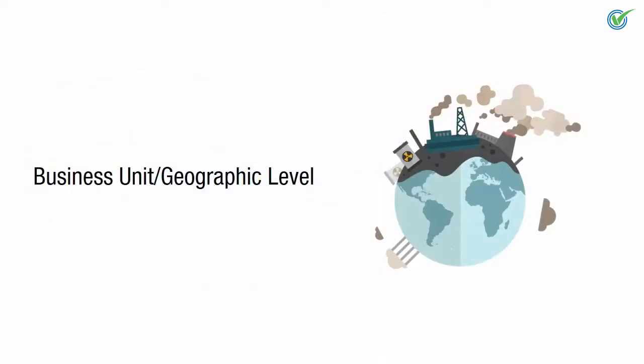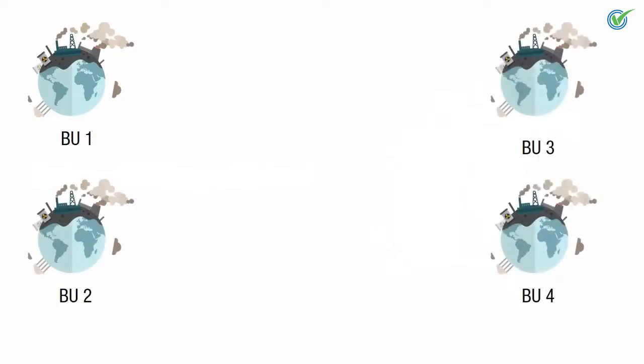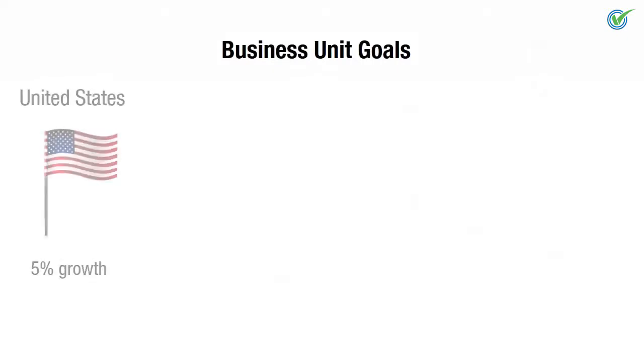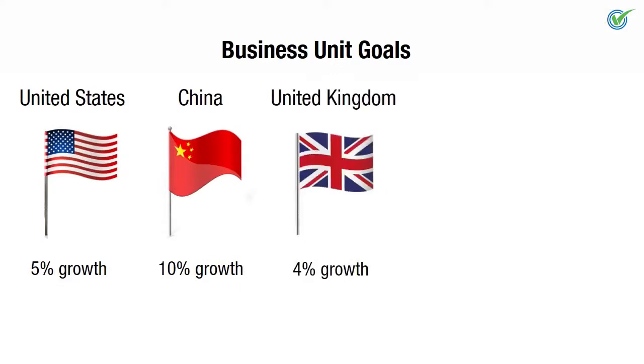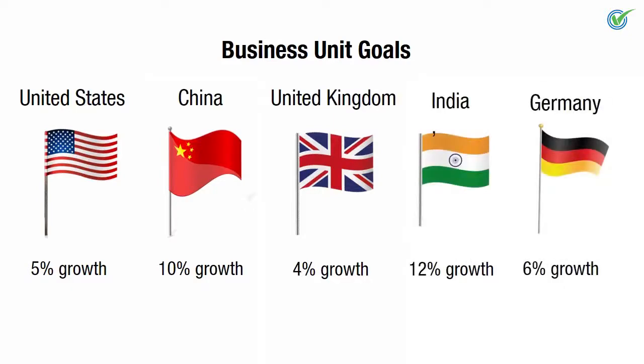Business unit geographic level. The automobile company has been organized into multiple business units based on geographies where it conducts business. Each business unit has business unit goals that contribute to the company's overall corporate goals. The business unit goals for next year are 5% growth in the United States, 10% growth in China, 4% growth in the United Kingdom, 12% growth in India, and 6% growth in Germany.